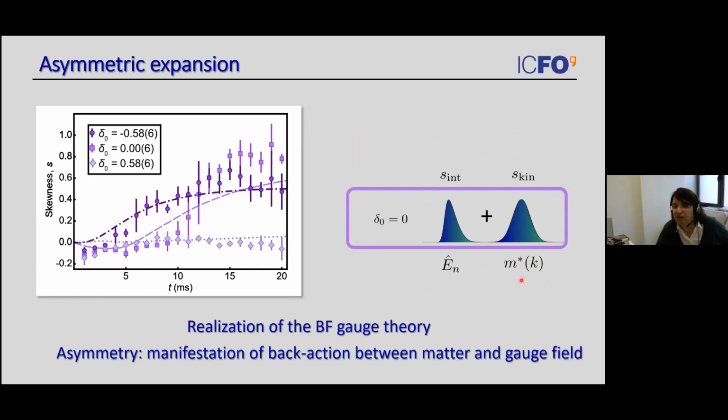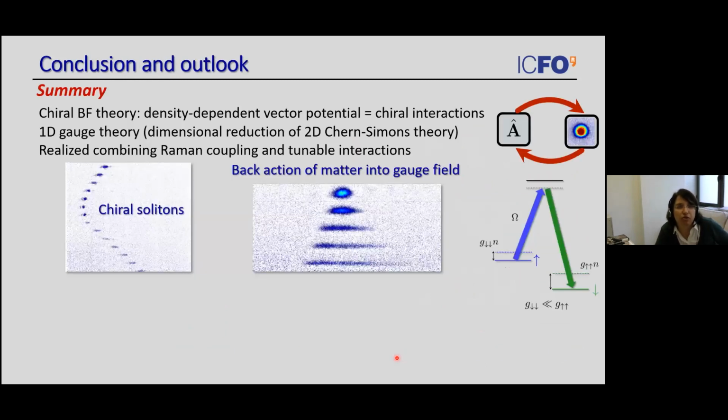And actually, these effective mass effects are what make the mapping to the BF theory otherwise break down. So actually, this is exactly also a regime where we realize this BF gauge theory. And in this regime, the fact that we see asymmetry here is a manifestation of the back action between matter and gauge field, which we wanted to see. And with this, I really come to the conclusion of my talk.